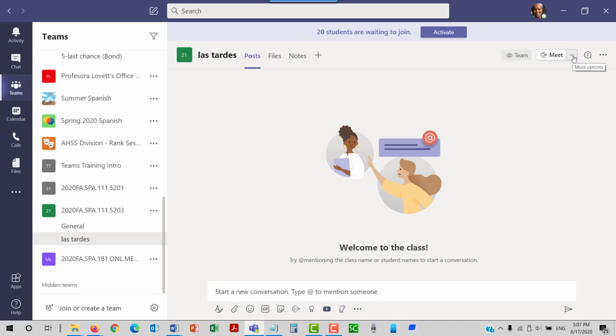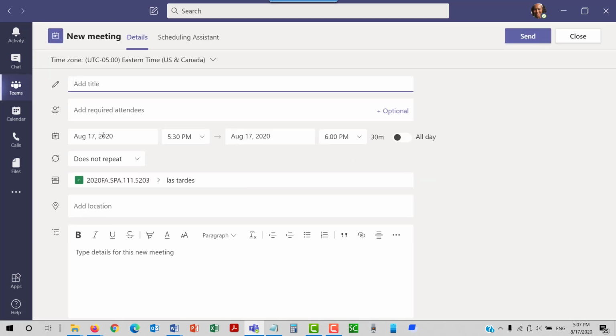So you click the down button in the upper right hand corner next to meet. You don't want to meet now unless you are in the last chance group or bond group. You do want to schedule a meeting. Of course, you can meet now. That is something you can do. But oftentimes you're going to schedule the meeting.